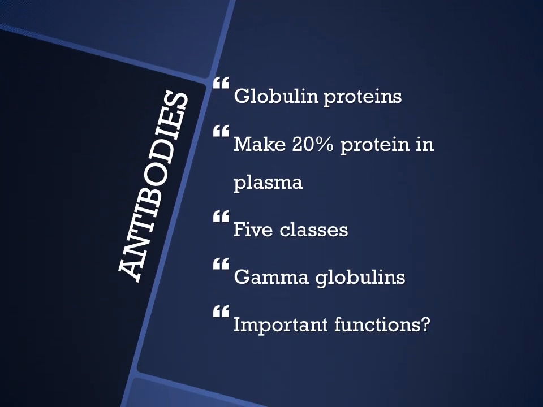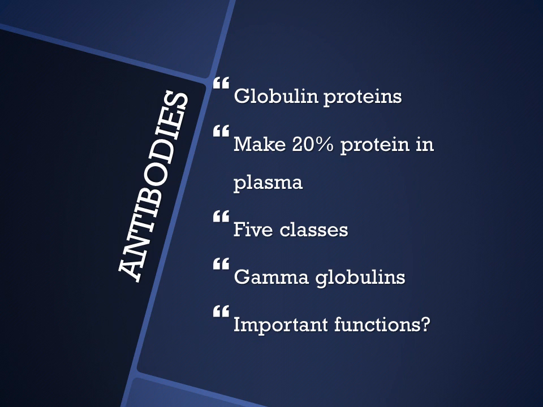These antibodies are globulin proteins and they make up about 20% of the total plasma proteins. They have 5 important classes which are IgG, IgM, IgA, IgD and IgE. Here the term Ig stands for immunoglobulin. So immunoglobulin G, M, A, D and immunoglobulin E. We divide these immunoglobulins into 5 different classes or groups on the basis of their heavy chains.